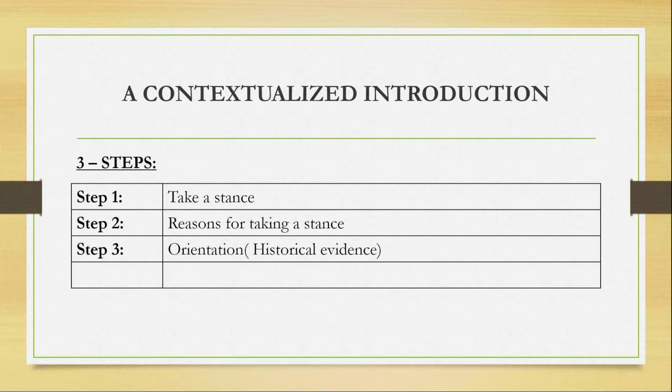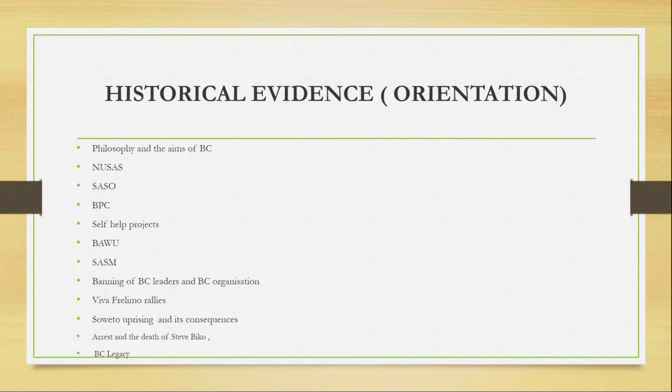An introduction is contextualized if it has a stance, that is a line of argument, and there must be reasons for taking a stance. If an introduction doesn't have reasons, it's just useless. You will not be credited for it. And again, if it does not have a stance, you will also be penalized. Orientation means that you show us the historical evidence that is going to be used to support your line of argument.